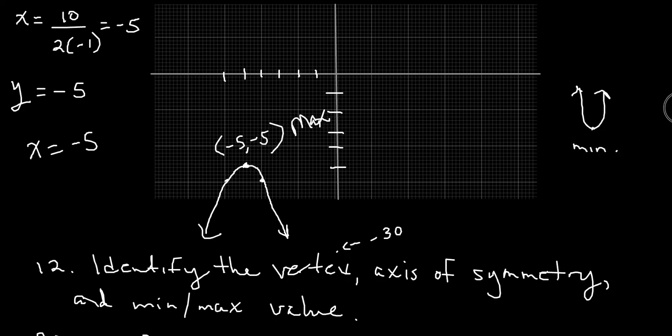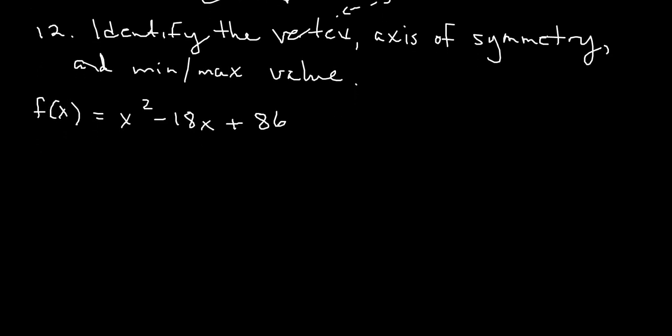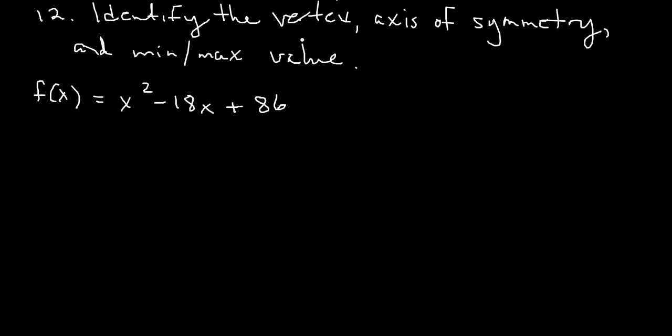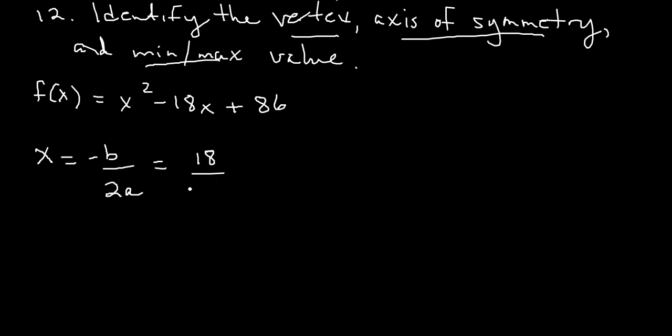So let's do this last problem, and then I'll set you free on the worksheet. You're supposed to identify the vertex, the axis of symmetry, and the min and max value. So here we go. First thing we need to do is find the vertex. So we use our formula, x equals negative b over 2a. So we put it in, so we get 18 over 2 times 1. Yay, we finally have a happy parabola. And we get 9. So our x-coordinate is 9.